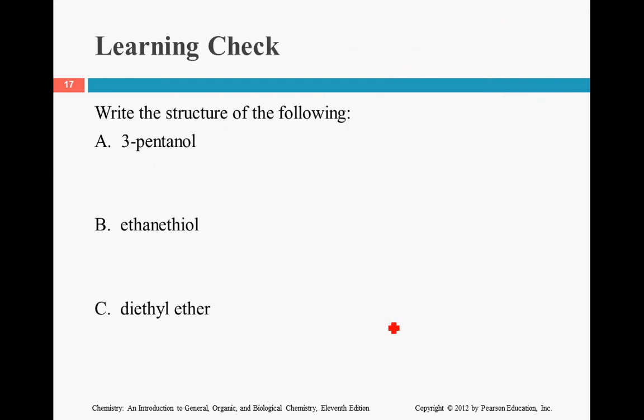So this is reviewing everything we've done in this one section. We're going to draw these. I'll give you a minute to do it on your own. Okay, let's take a look at this. We have pent, that means 5 carbons. On the third carbon, there's an OH group. All the rest of them are hydrogens.